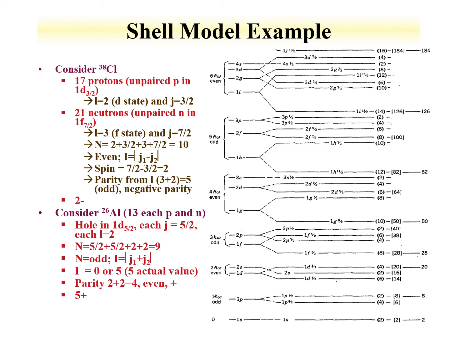The parity, each orbital state is 2. 2 plus 2 is 4, is even. So the spin is either going to be 0 plus or 5 plus, and the actual value is 5 plus. So here's an example with the odd Nordheim number where you get a choice of answers to evaluate.